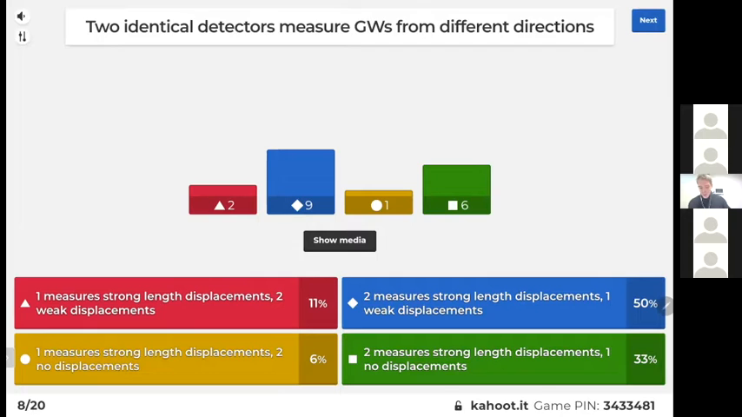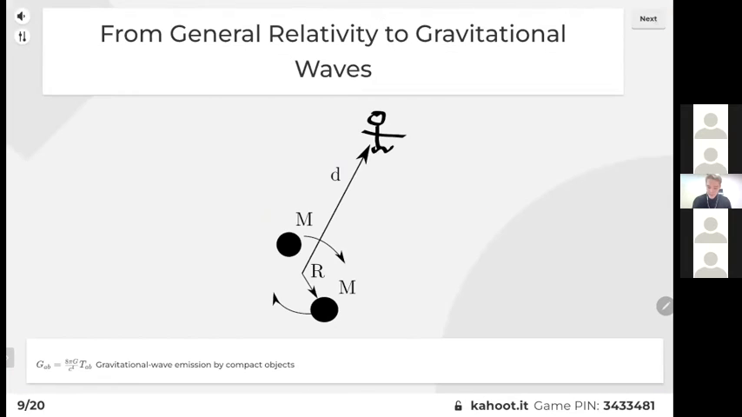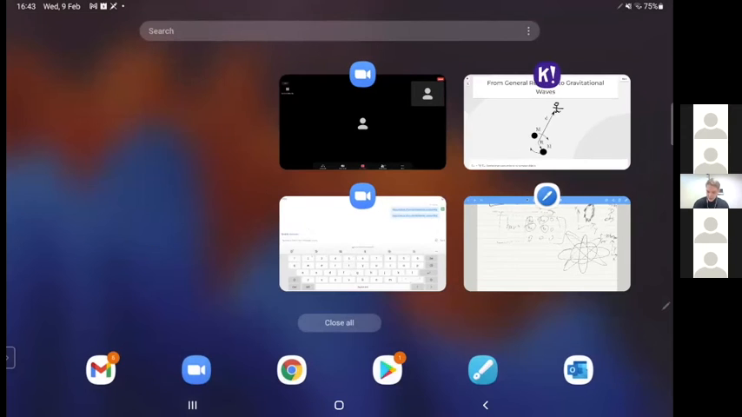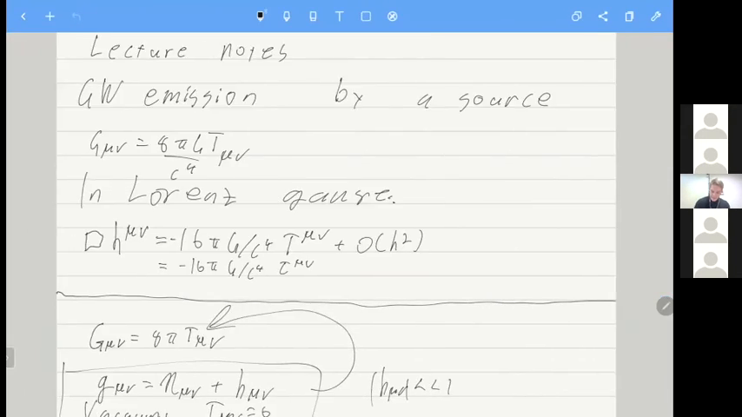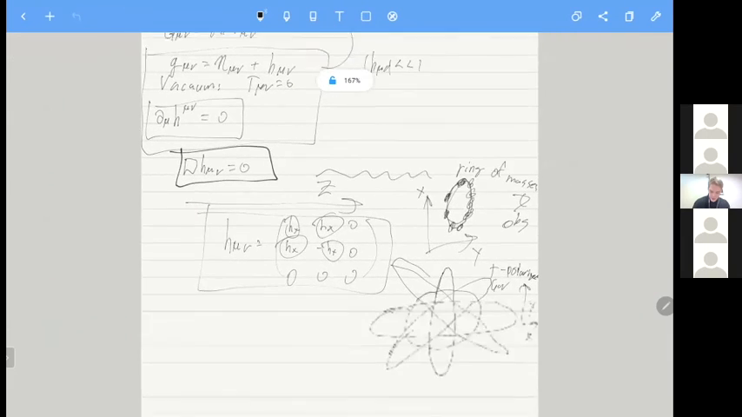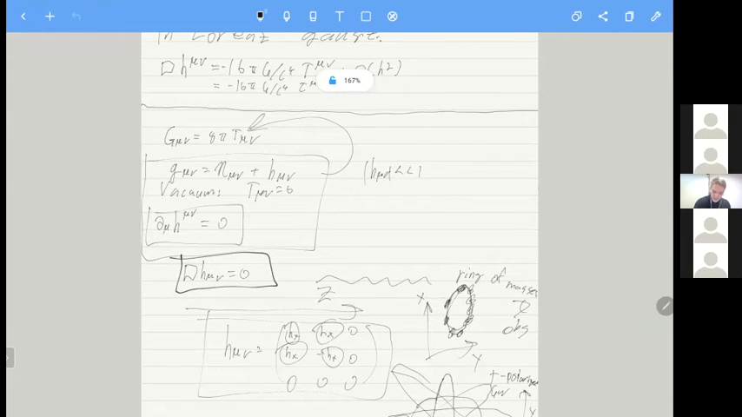Okay, so let's move on. We've looked a little bit at gravitational wave propagation. So you understand that they stretch and squeeze space-time in perpendicular directions, and we can measure it with these laser interferometers. But another question that we haven't really answered is how gravitational waves are generated. To that end, we will take a quick look at the lecture notes.